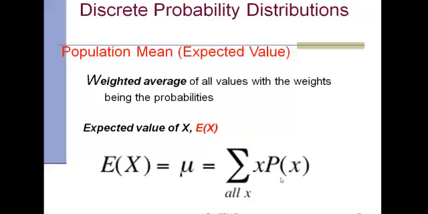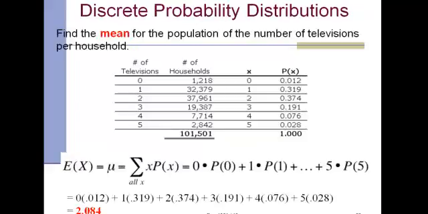So rather than look at this formula, and remember, in this class I don't want you to stress about formulas or be worried about memorizing formulas. It's all about concepts. So how in the world do we determine the expected value or population mean from our random variable X? It can take on so many different values. Well, take the mean for the population of the number of televisions per household. Here's our X value, 0 through 5, our 6 different outcomes. Here's our probability for each one of those values.